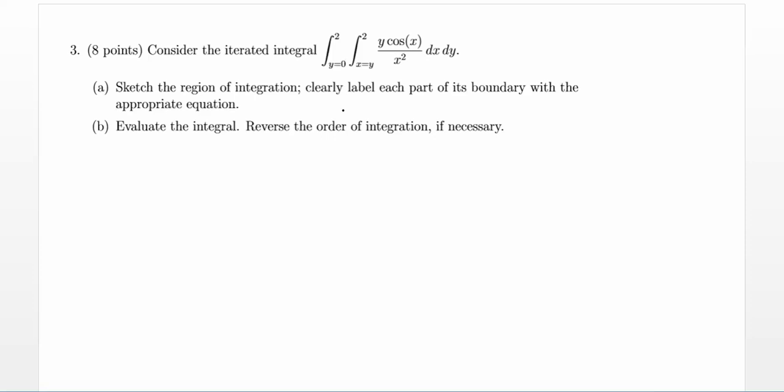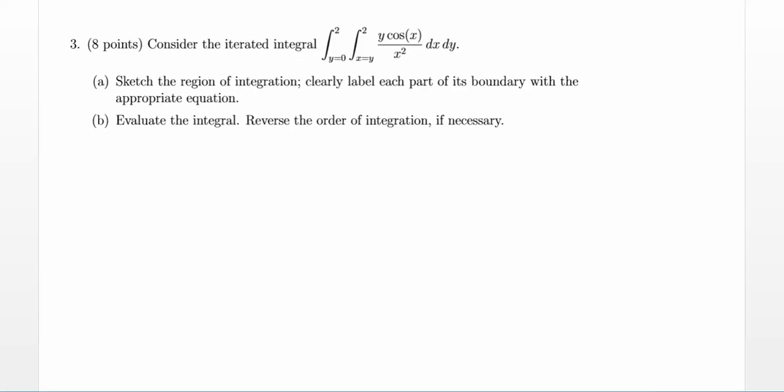Consider the iterated integral y equals 0 to 2, x equals y to 2, of the function. Sketch the region of integration, clearly label each part of its boundary with the appropriate equation. So let's just graph the region first. Now this is a dx dy integral, so the inner bounds are functions of y, x equals some function of y. So x equals y, what does that look like? Well, that's just this graph.